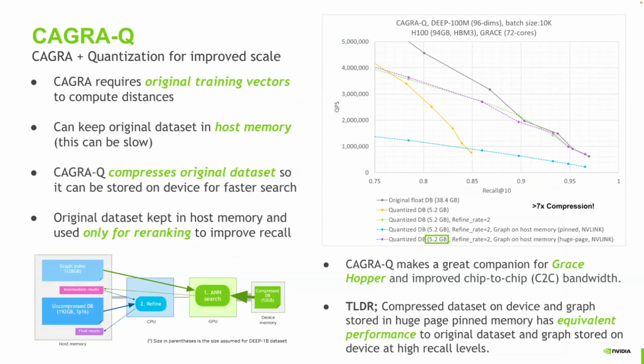This actually works really nicely with our Grace Hopper hardware too, because we have what we call a chip-to-chip link, whereby we have an extremely high bandwidth between the host RAM memory and the device memory. And so this is able to take advantage of that. There's a GTC talk all about this if you're interested in learning more. It's a great talk from my colleague, Akira.